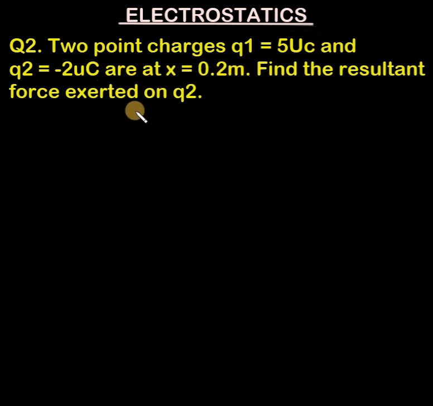Find the resultant force exerted on Q2. Drawing our diagram again, let's say this is our Q1 and it exerts a force on charge Q2. Our charge Q1 is positive, our charge Q2 is negative, and the kind of force it can exert on charge Q2 is the force of attraction because of the negativity. So therefore, they have a distance of 0.2 meter between them.